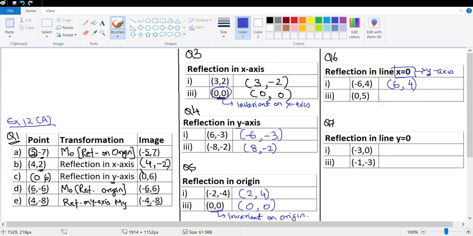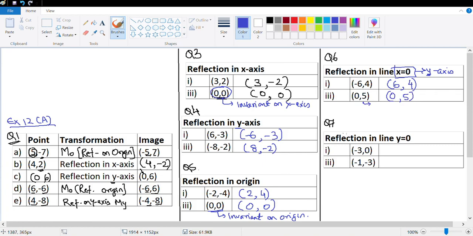Nothing happens to 4. The next one, which is (0, 5). Now for (0, 5), the sign of the x will change. 0 remains 0. This is 5. So again, this is invariant on reflection in the y-axis.